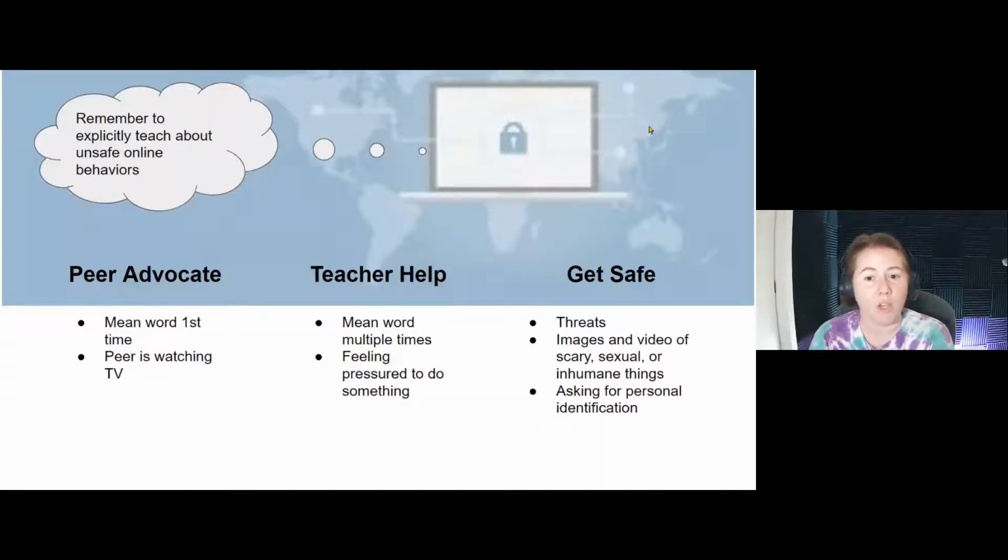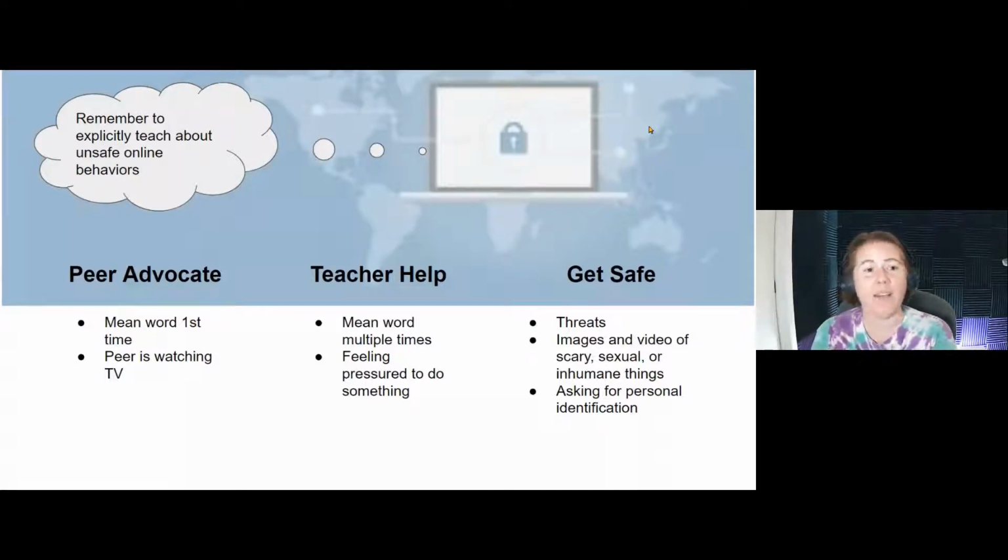However, my non negotiables are my get safes. If they're getting threats, images, or videos of scary, sexual or inhumane things, or if someone's asking for personal information, I want my students of any age to have a red flag and say that's not safe internet behavior, and log out and get in touch with the teacher. That's what I want them to do when they graduate, when they're done with driver's ed. I mean, when they're done with online learning and they graduate, I want them to know how to get safe. So those are my non negotiables.